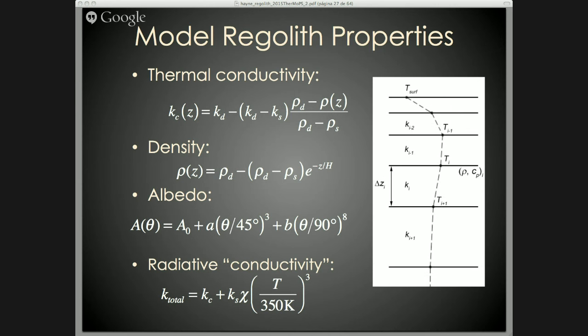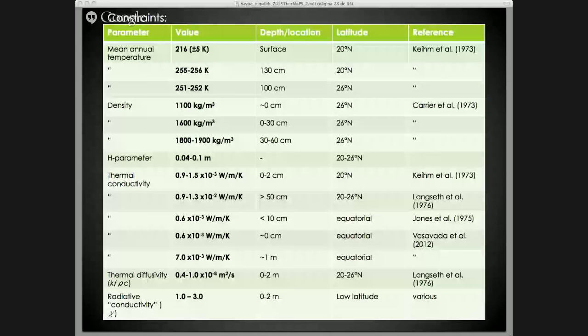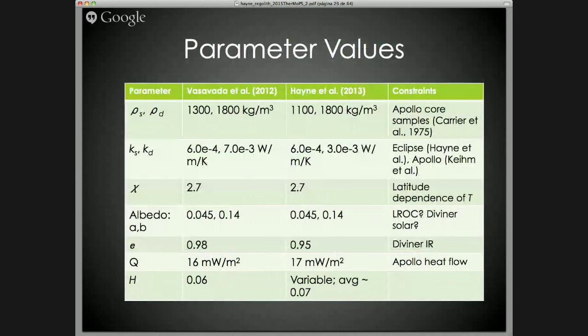And here's a summary of the different constraints that we're using. The cool thing about the Moon is that we've actually been there, and so we have depth profiles of the regolith properties and the heat flow and the temperatures at depth and all these great constraints that you can use to make sure that your thermal model is working properly. And here's a summary of the parameters that we're using up to this point. And again, just feel free to bug me if you want them.